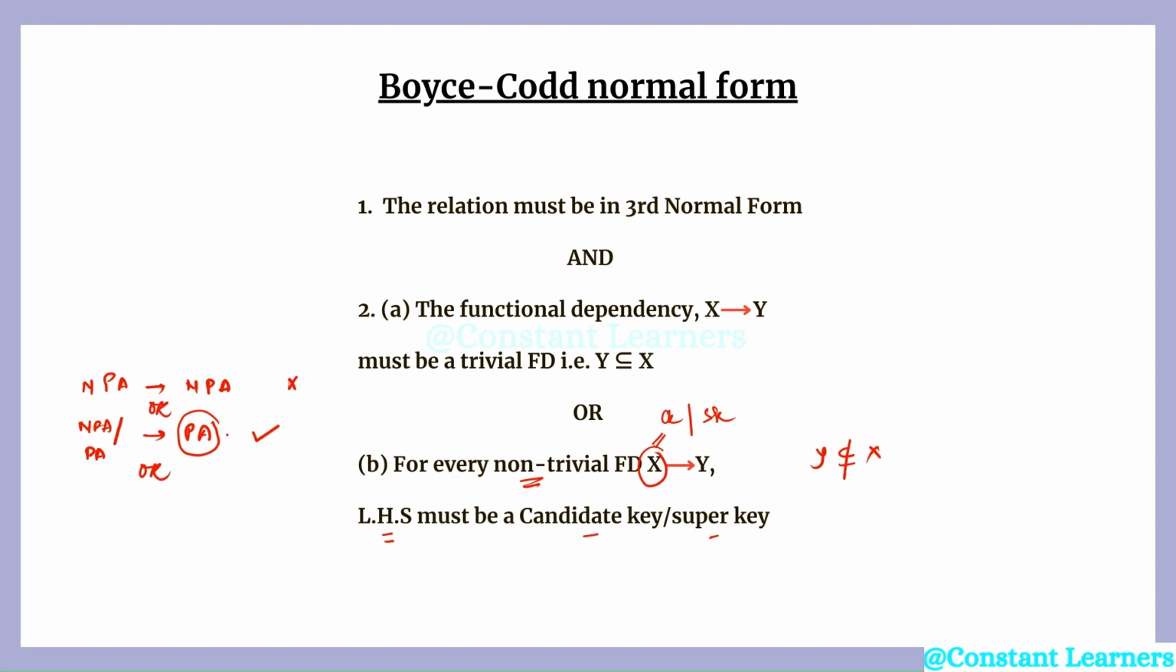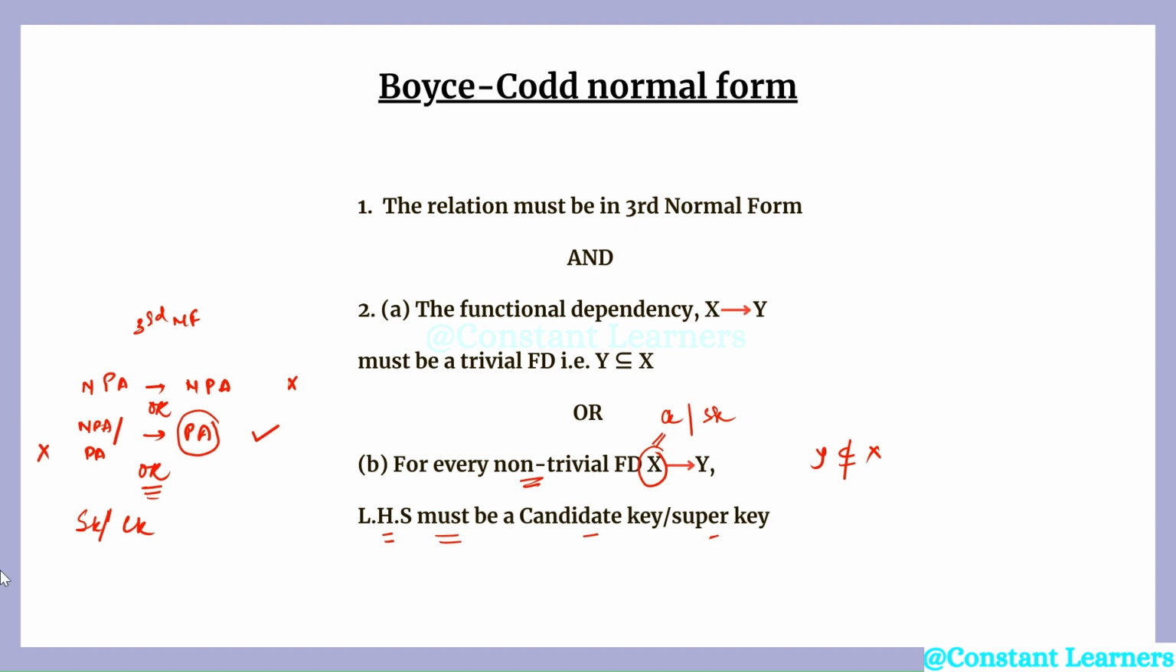The left-hand side could be a super key or candidate key, right? So we had this "or" for third normal form. But in case of Boyce-Codd normal form, there is no "or". There is just one rule: for every non-trivial functional dependency, the left-hand side must mandatorily be a candidate key or a super key. For Boyce-Codd normal form, the rule that the right-hand side is a prime attribute is not applicable, right?